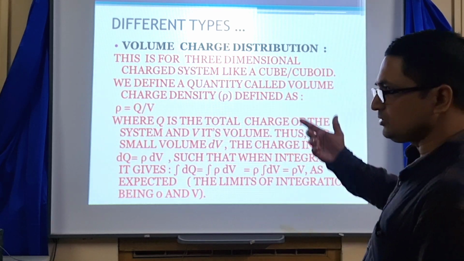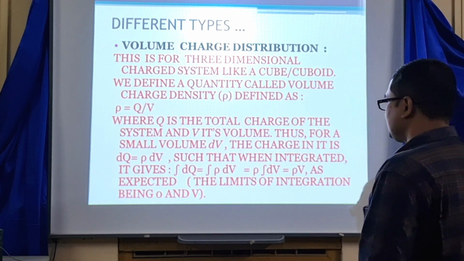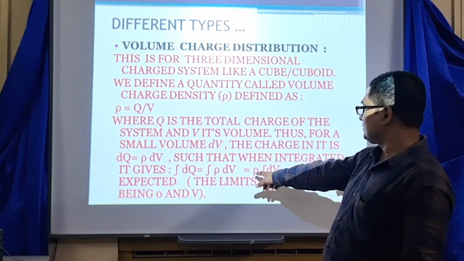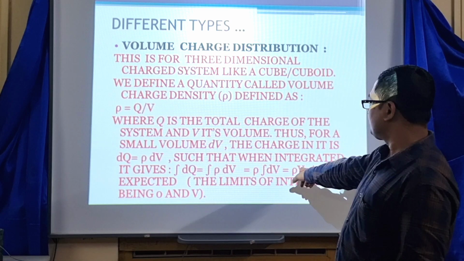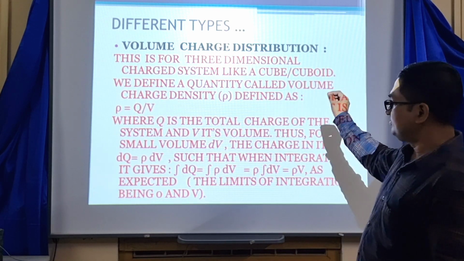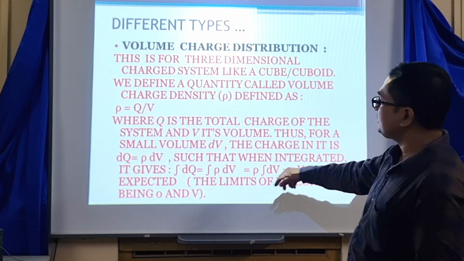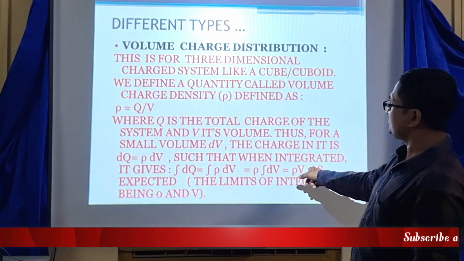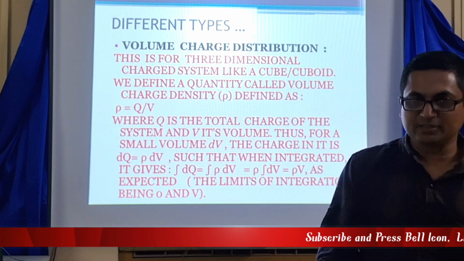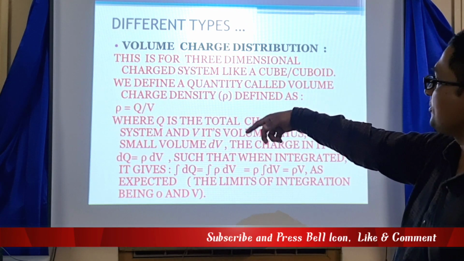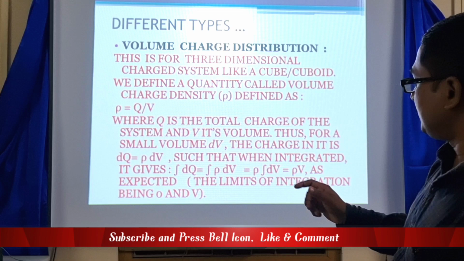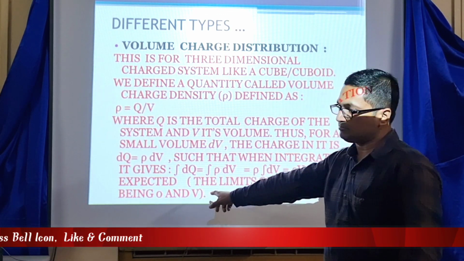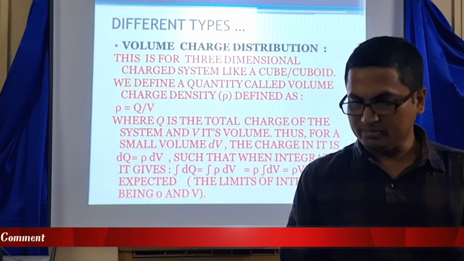Now for a whole volume, if you want to calculate the charge, again just like a linear charge distribution and surface charge distribution, you get back this result: the integral of rho dV is nothing but the total charge within the volume, equal to capital Q. We get back this particular relation, rho equal to Q by V, which is also as expected. We write back all the definitions of lambda, sigma, and rho, and the limits as usual: we take minimum 0 and maximum V for a volume element.